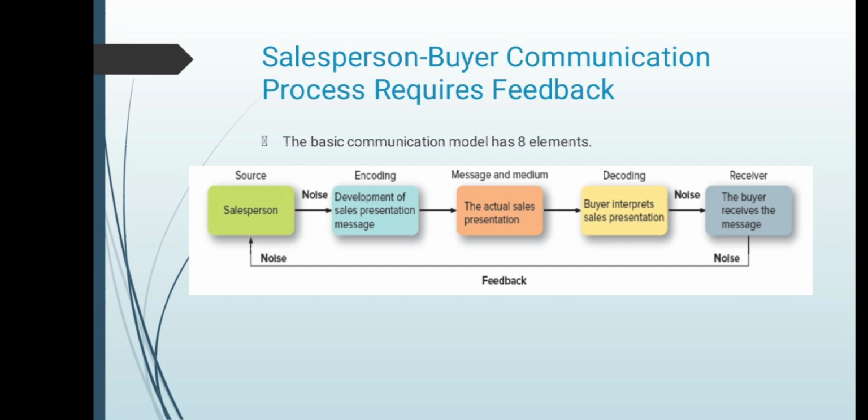The basic communication model has 8 elements. The process is: source, which is the salesperson, goes to noise and encoding, the development of the sales presentation message. Then message and medium, the actual sales presentation; decoding, where the buyer interprets the sales presentation; noise; and receive, where the buyer receives the message.